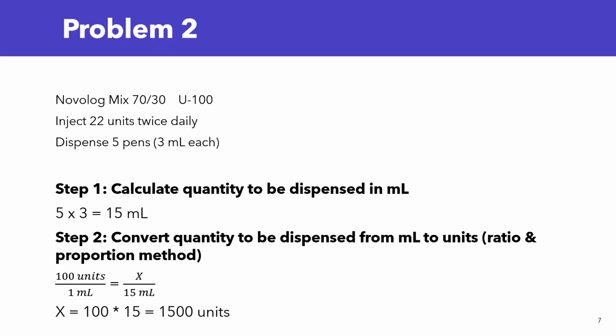As I've mentioned before, with the first example, we can use either ratio and proportion or dimensional analysis. If we're using the ratio and proportion method, another important point, U100, right? So it's Novolog Mix 70/30 U100. U100 means 100 units per ml. So 100 units over 1 ml equals X over 15 ml. X then equals 100 times 15, so that's 1500 units. So quantity dispensed is 15 ml or 1500 units.